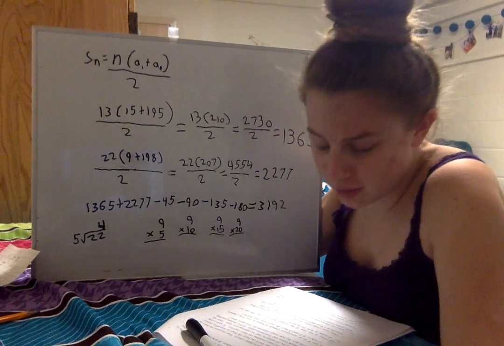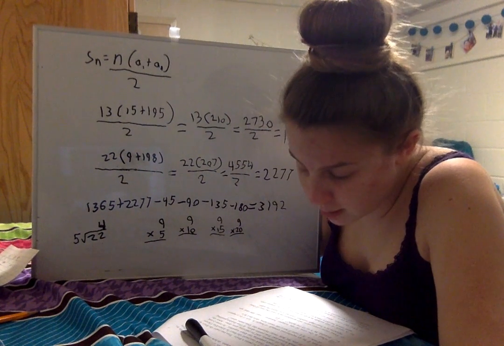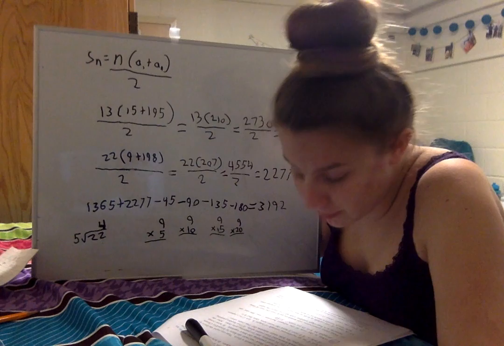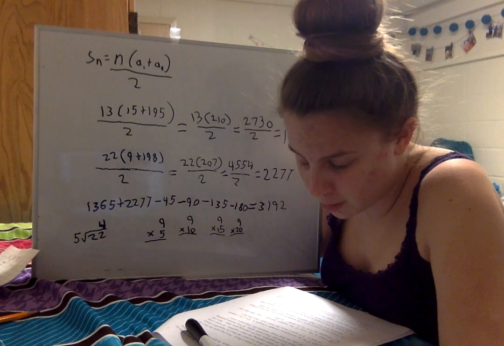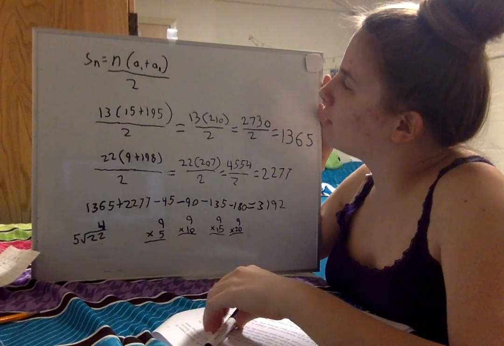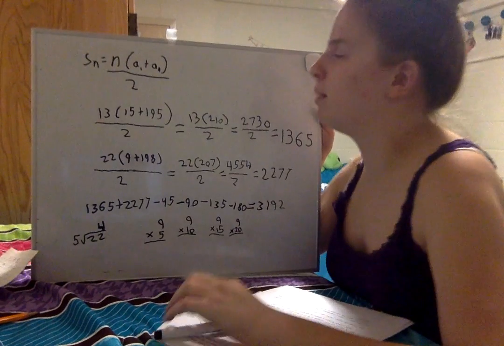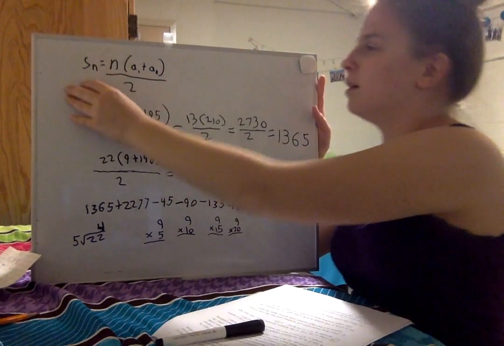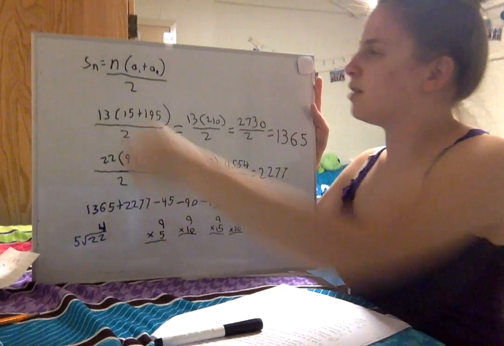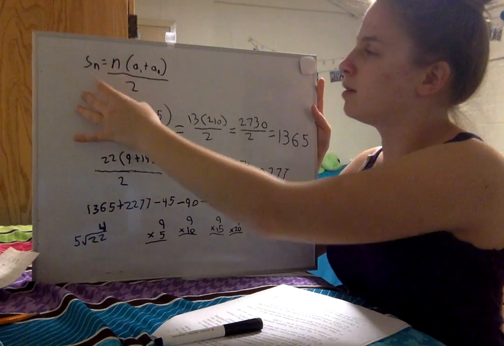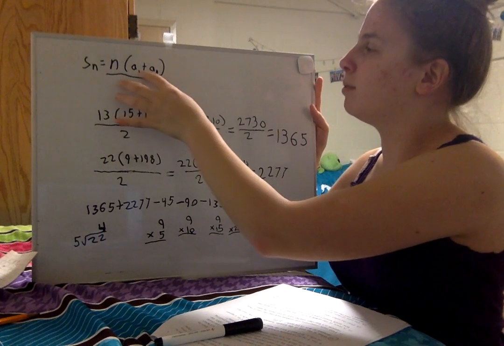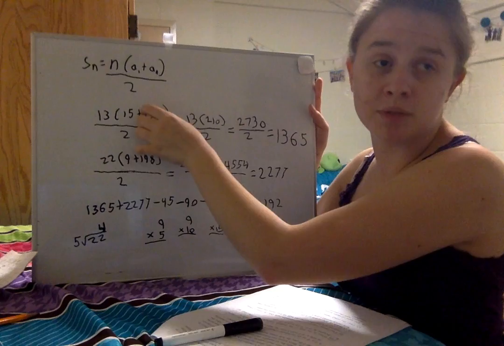So I had number 10, which says, what is the sum of the integers between 1 and 200 that are divisible by 9 or 15, or both? So I started by writing how to find the sum of the terms in an arithmetic sequence. So that's the number of terms times the first term plus the last term divided by 2.